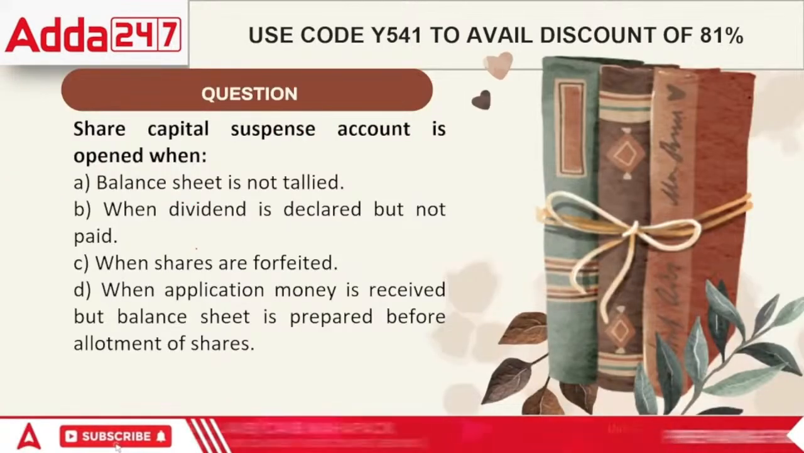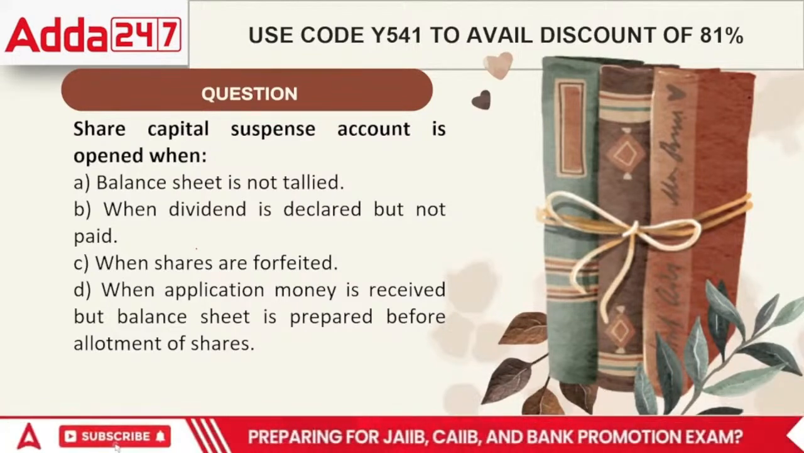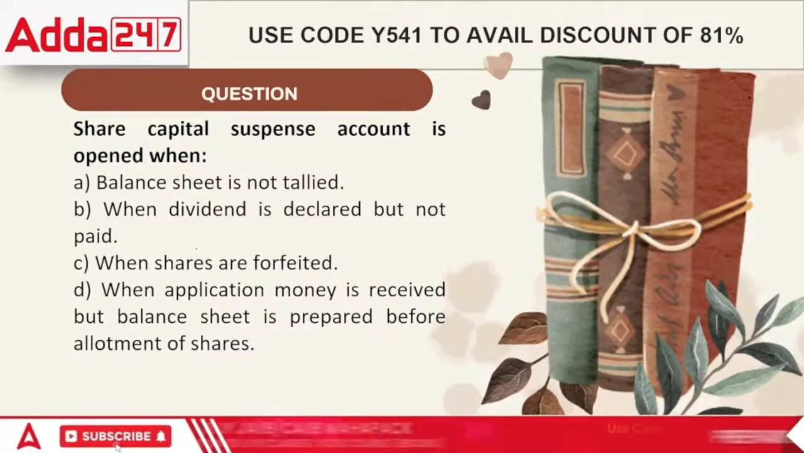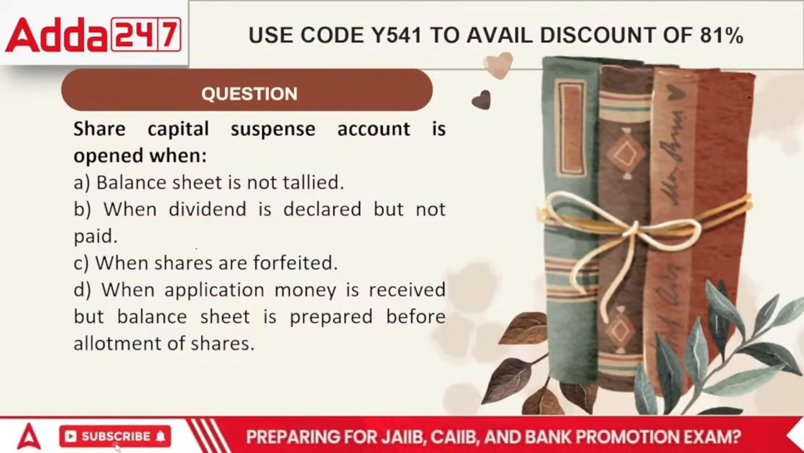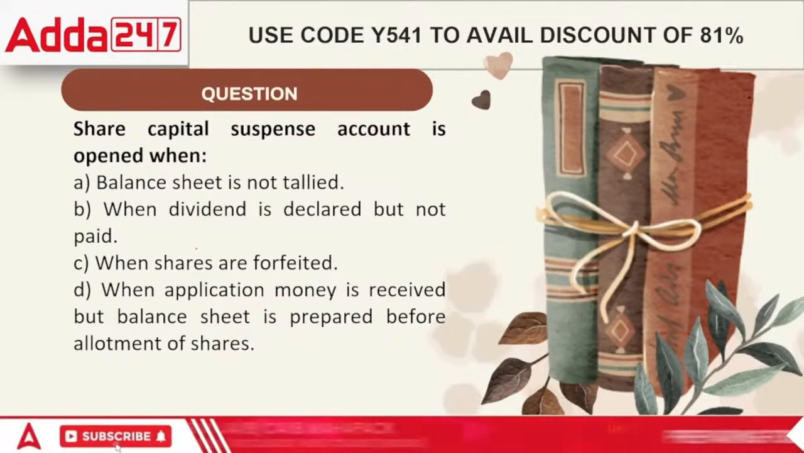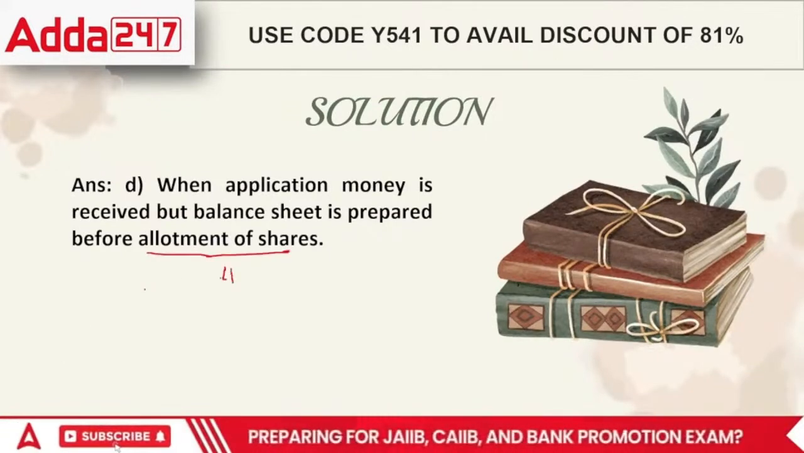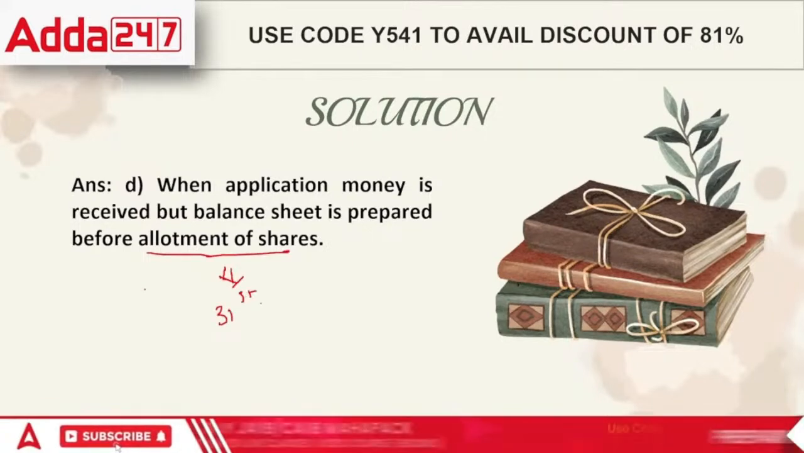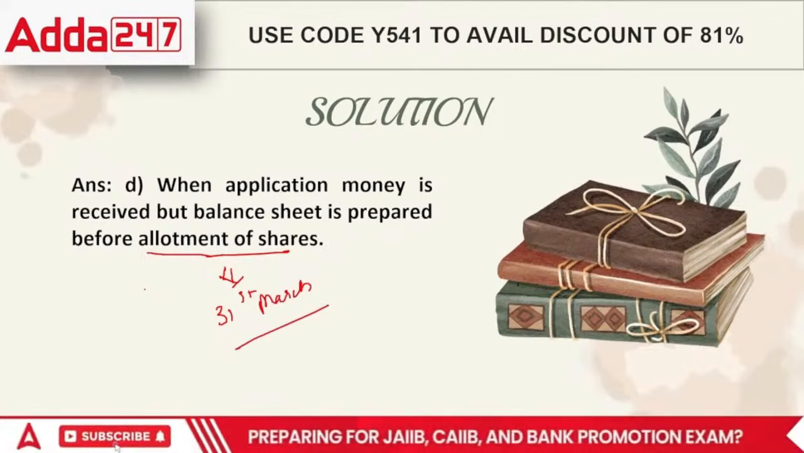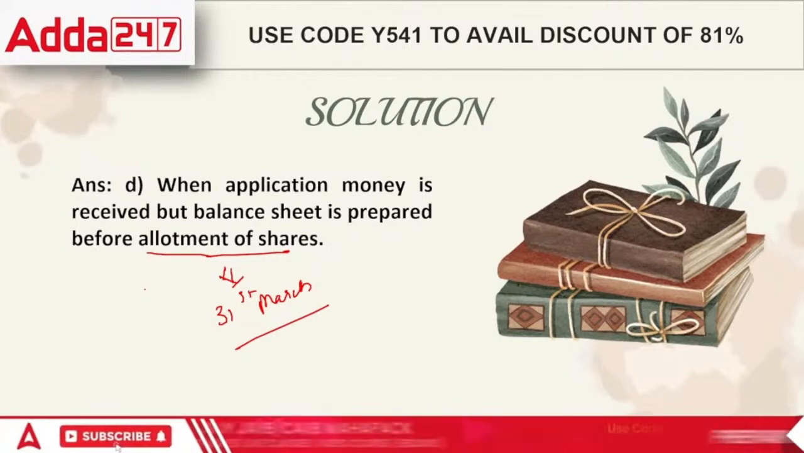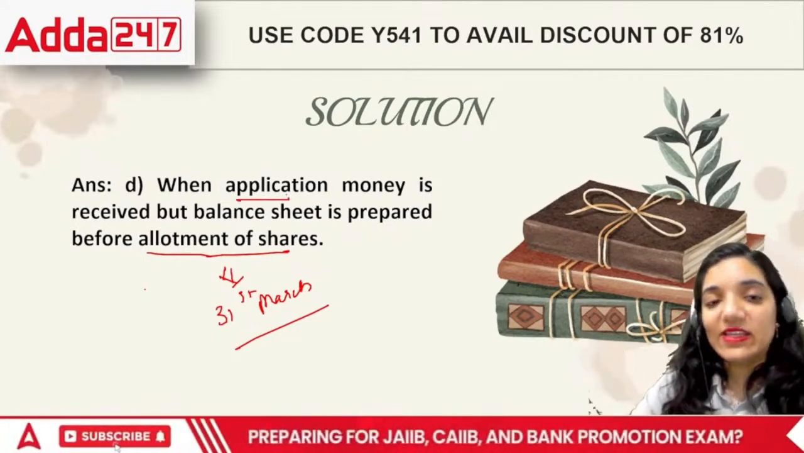Next, share capital suspense account is opened when the balance sheet is not tallied, when dividend is declared but not paid, when shares are forfeited, or when application money is received but the balance sheet is prepared before allotment. As such, you will never find a suspense account being opened. But when it is opened, it means you receive application money but are yet to make allotment and the year end, 31st March, is there. At this point of time we cannot allot shares to the people, so we will have to wait, right? So in this case, what would be the correct answer, everyone? The correct answer would be D, that it can be done but only when the application is received and allotment is yet to be made.